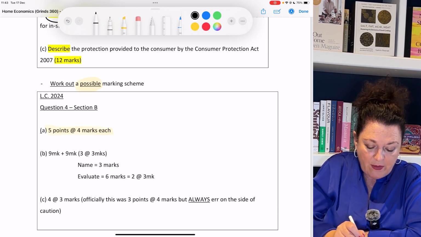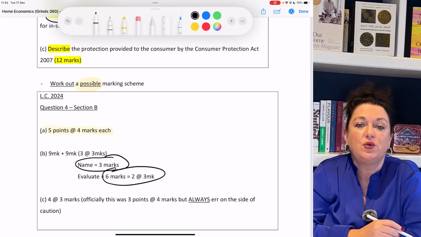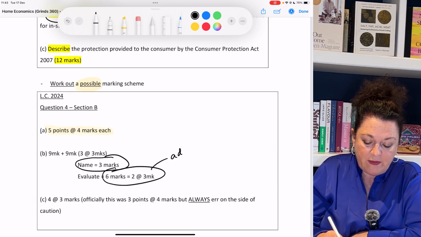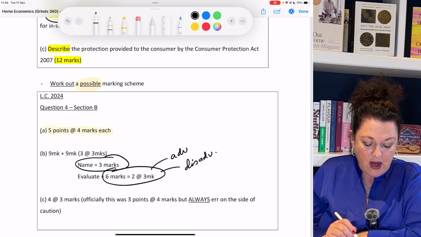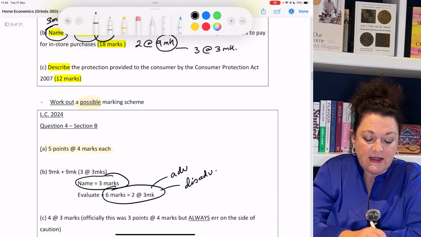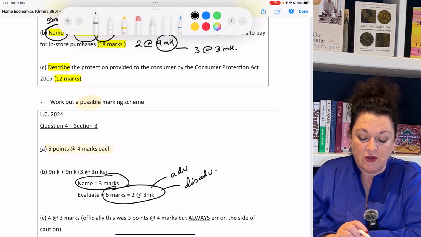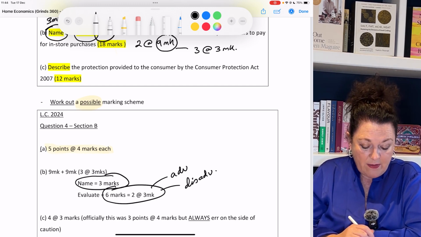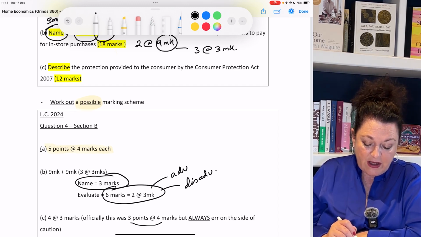So the name was 3 marks and the evaluate was 2 at 3, and 1 would have been an advantage and 1 would have been a disadvantage. And then finally part C, describe for 12 marks the protection provided by the Consumer Protection Act. I would have taken 4 at 3, but officially it was 3 at 4.